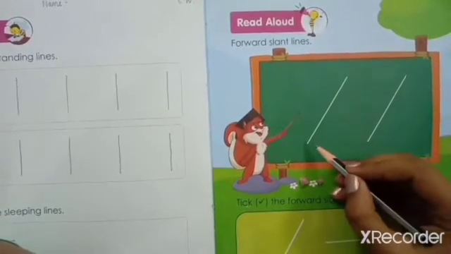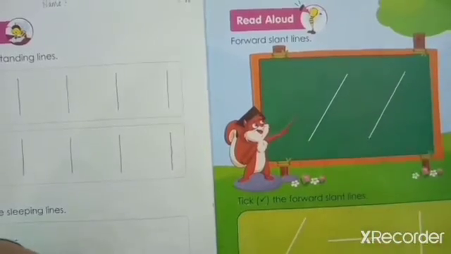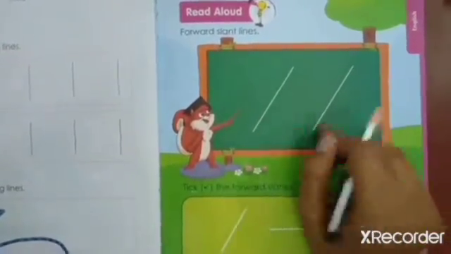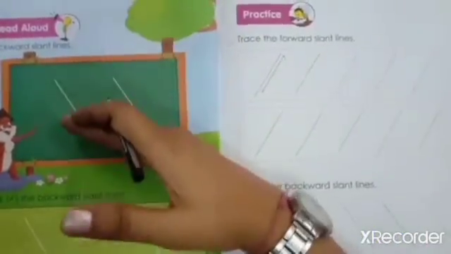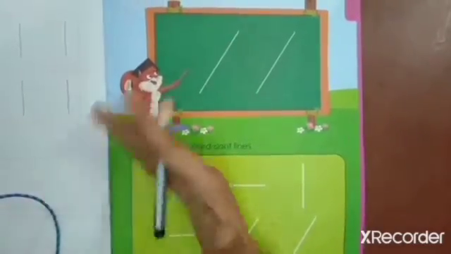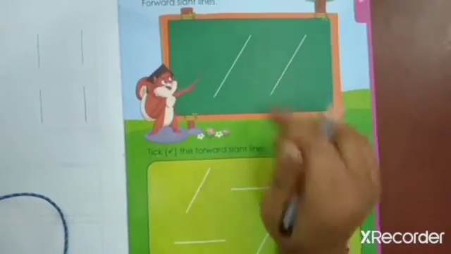Slanting lines are those which are bent. These lines are bent forward. Like I'll show you something. This line is bent backward, right? And this line is bent forward, backward, forward, backward.